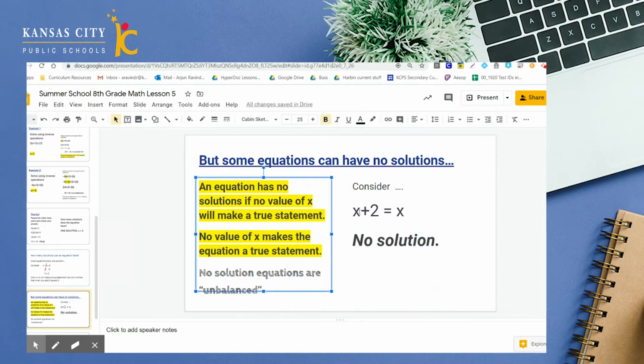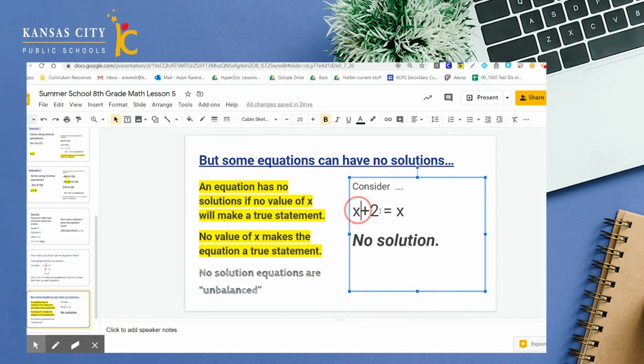One thing to look for here is that it is unbalanced. We have x and x on both sides, but plus 2 is only on one side. So it is not a true solution. It'll never work. Let's move on.